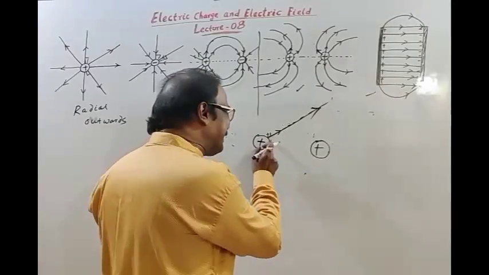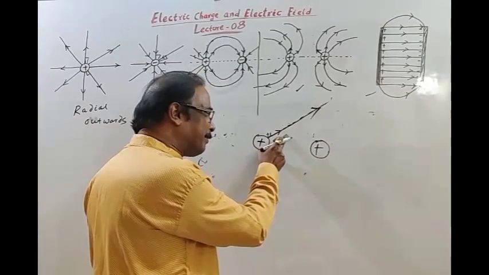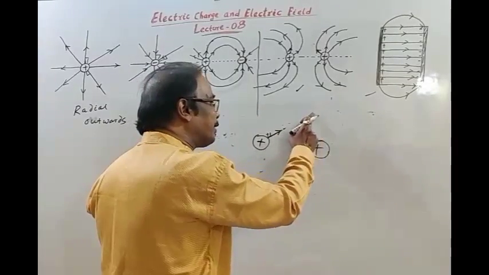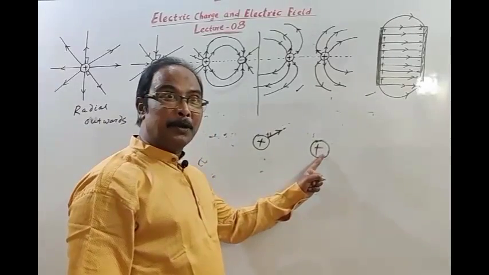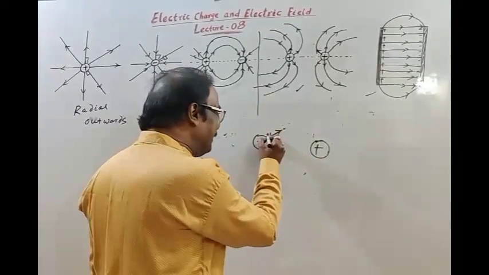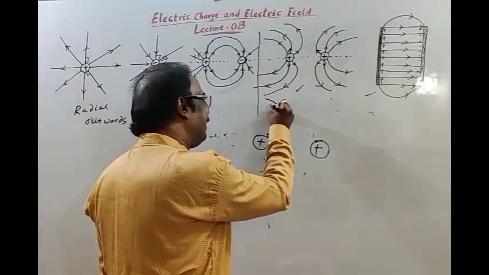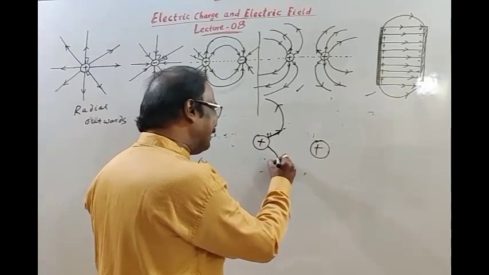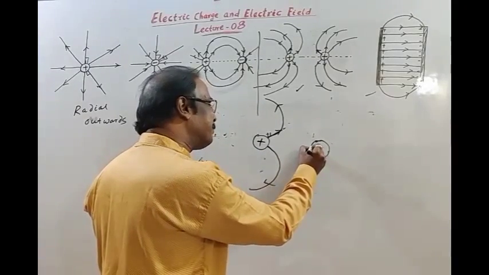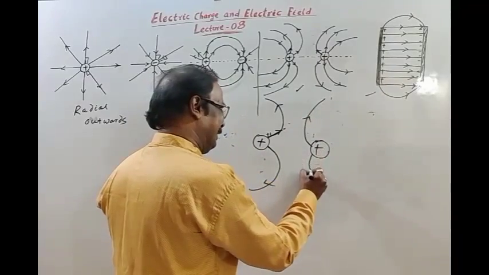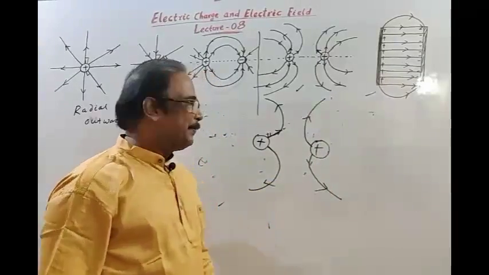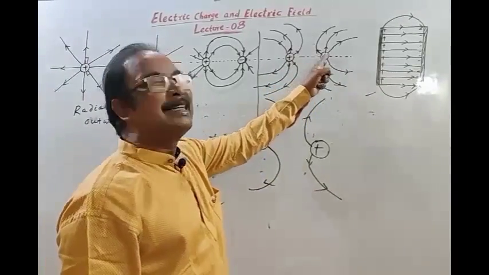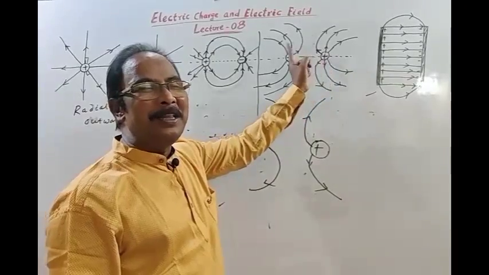So this unit positive charge is repelled by this positive charge. But due to the presence of this positively charged body, it will not move towards it, because this positive charge will repel it. So obviously this unit positive charge will get diverted from its path. And similarly, these are the lines of force for this body also. So this is the representation of electric field lines between two similarly charged bodies, both positive.